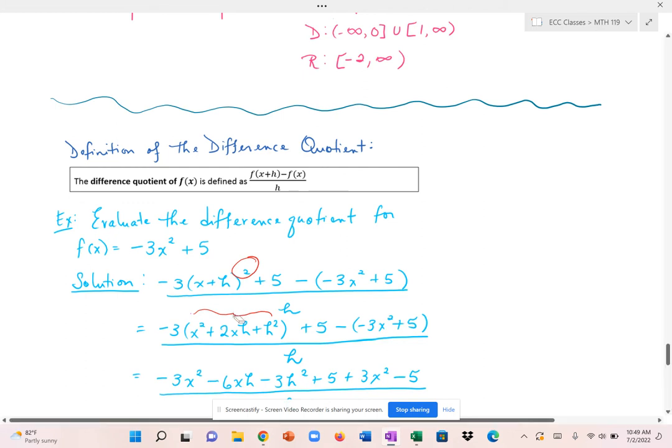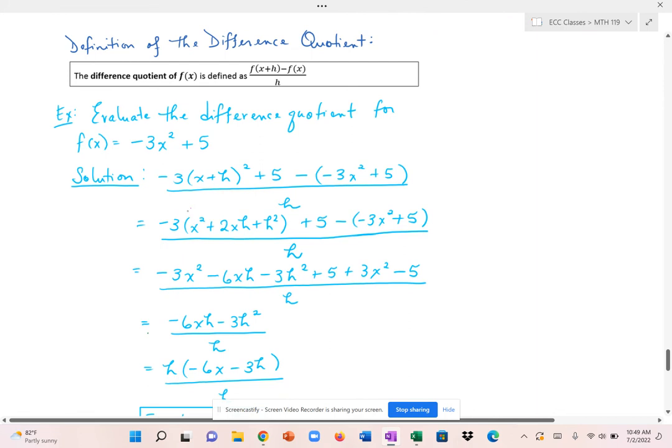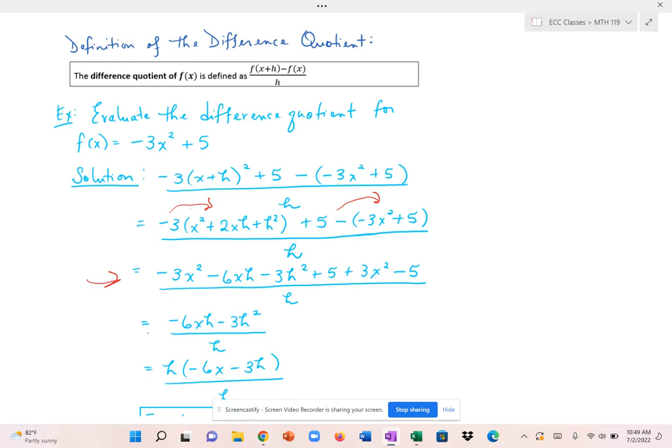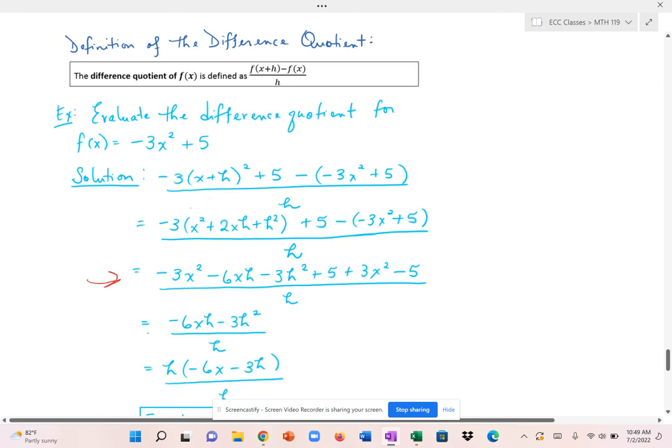And then on the next line, everything else on line 2 just got copied down. On the next line, I've distributed the -3, and I have distributed this negative. So you get -3x squared minus 6xh minus 3h squared plus 5 plus 3x squared minus 5 all over h. Now there are some like terms on that third step. So this -3x squared cancels with a positive 3x squared, and the positive 5 cancels with the -5.